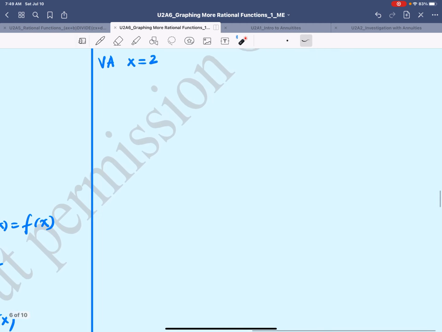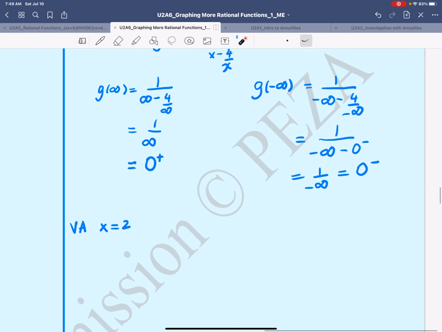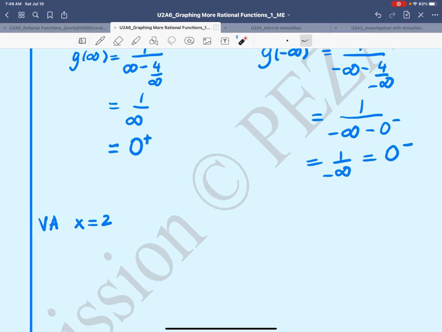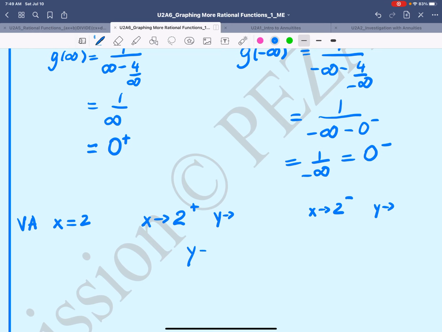So this is how we do this. And this is more of a calculus concept, and you're going to do it more if you take a calculus course. Now we're going to check what happens as x approaches 2 from the right and from the left-hand side of it. So we want to investigate the values of y. Remember, the equation of the function is y equals x over x squared minus 4.